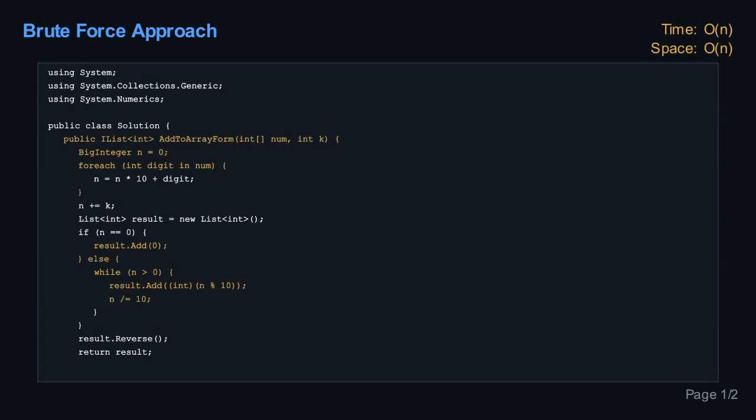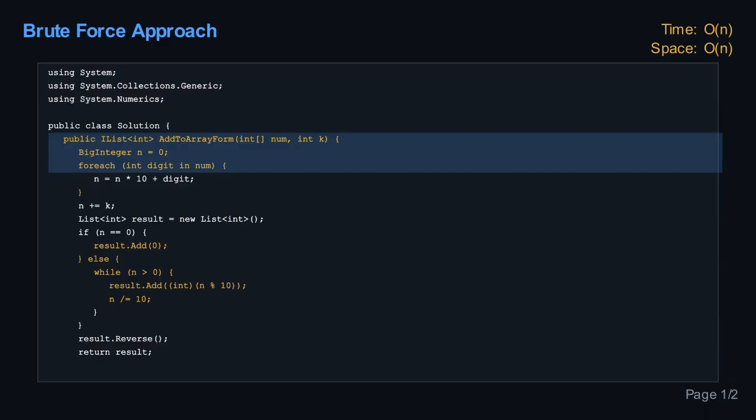A naive approach might be to convert the array number into a single large integer type, add k to it, and then convert the result back into an array of digits. Languages like C# offer BigInteger for this. While this works, it's inefficient.